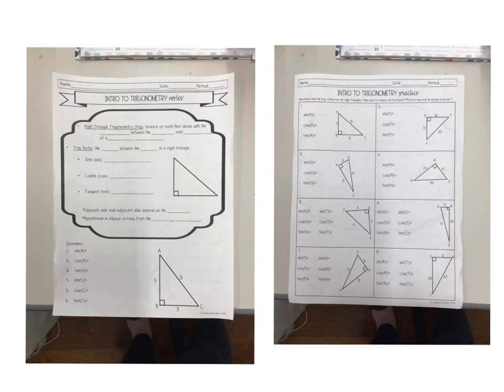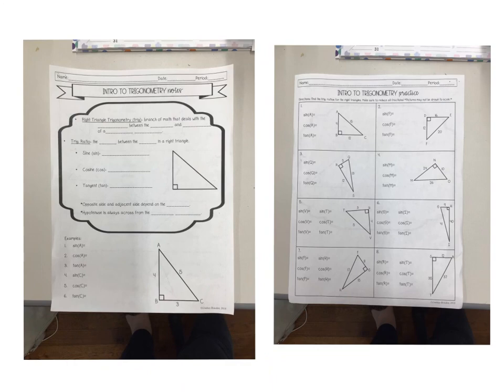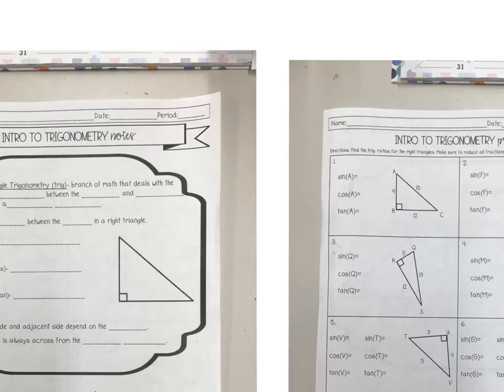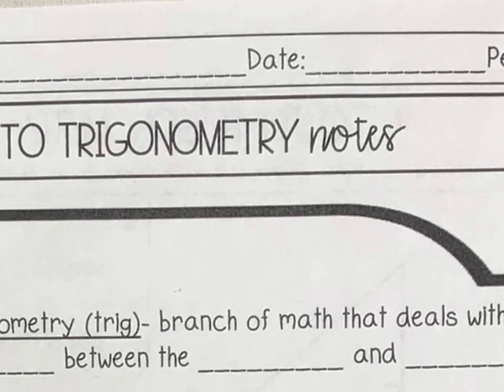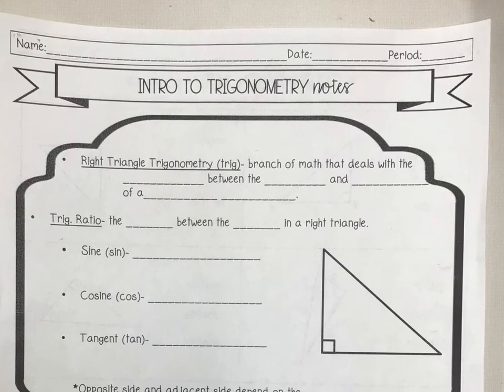All right, so we start our new unit today. Our new unit is about trigonometry, which sounds a lot harder than what it is. It's not bad. So we're going to start by discussing right triangle trigonometry. Right triangle trigonometry is a branch of math that deals with the relationship. So this first blank is just relationship.